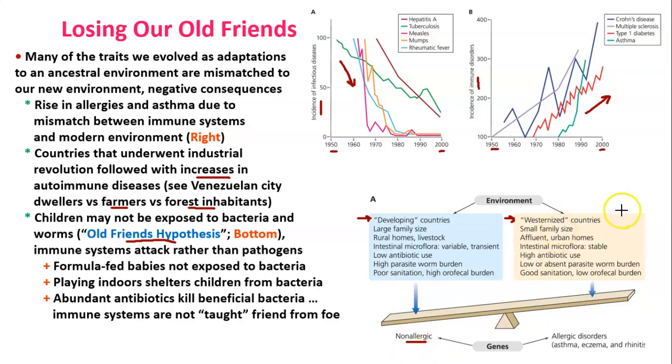Whereas in westernized countries, small family size, affluent, living in urban settings, protected from the environment, intestinal microflora stable, not shifting due to changing environment, lots of antibiotic use, not many parasitic worms, good sanitation, and what we see are large numbers of allergic disorders, asthma, eczema, rhinitis, etc. So there seems to be a real strong correlation there.